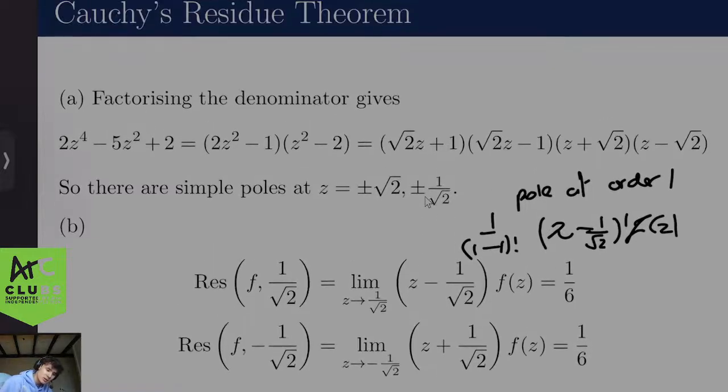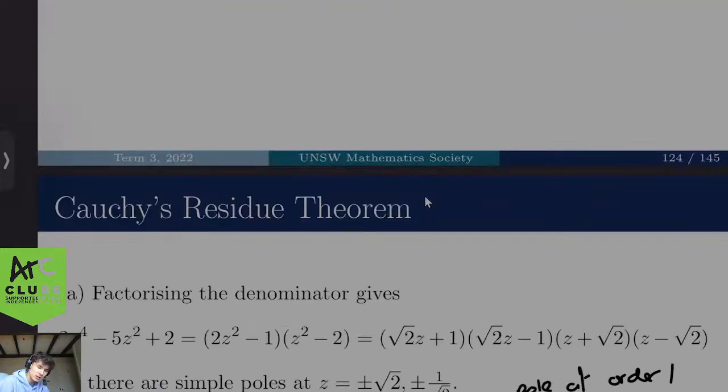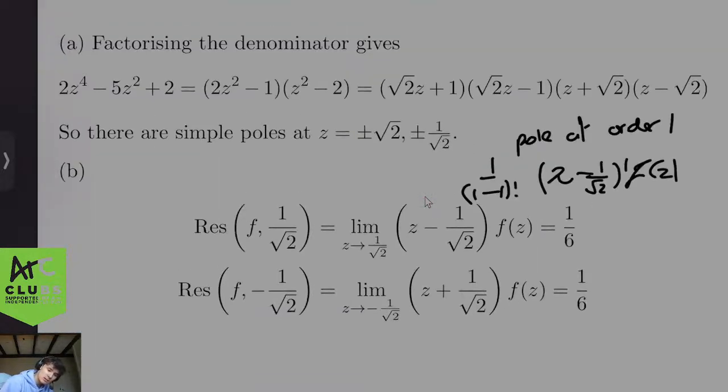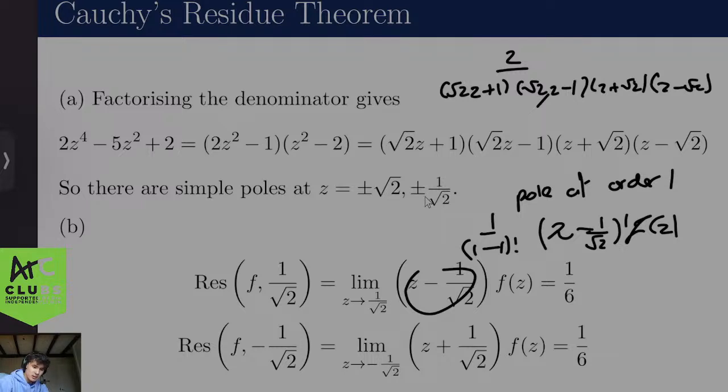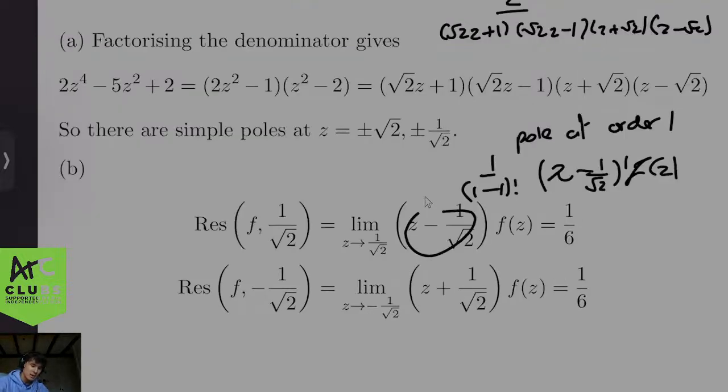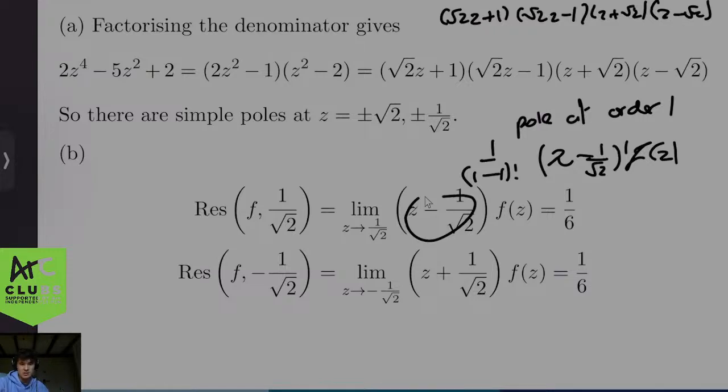Okay, and then if we look at our function, what is our function? Our function is z on (root 2 z plus 1)(root 2 z minus 1)(z plus root 2)(z minus root 2). So if you multiply by this here, you cancel out that term, and so it's not very difficult to calculate the limit because you can just sub in and see what you get. In this case, we'll get 1/6. And in the other case, we also get 1/6. So our two residues are 1 on 6 and 1 on 6.